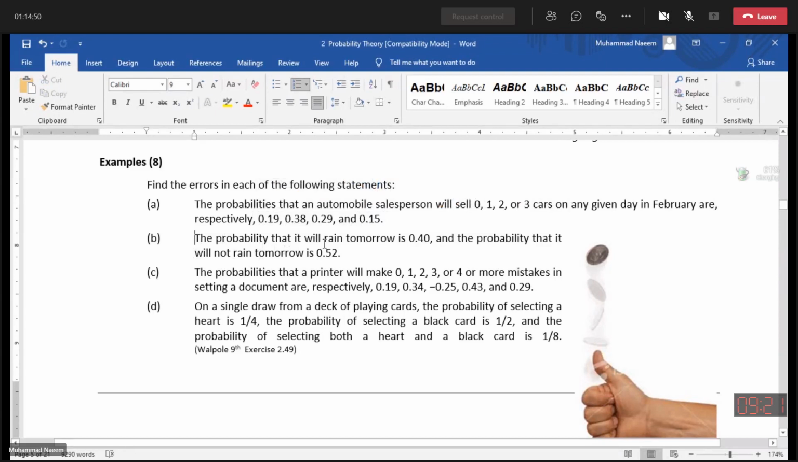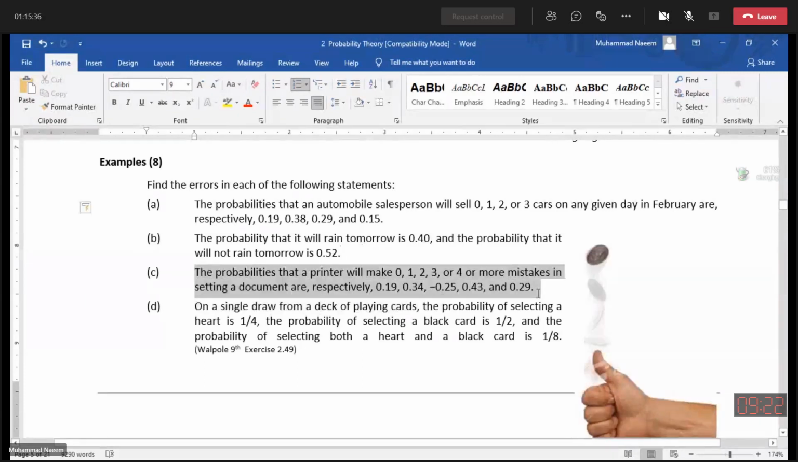In B part, the probability that it will rain tomorrow is 0.4. The probability that it will not rain is 0.52. Again, total probability is exceeding 1, is not equal to 1, because we have only two possible cases. Either it is raining or it is not raining. So even then, total probability must be equal to 1, which is not the case here. So this is the error.